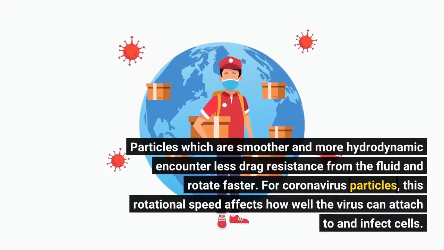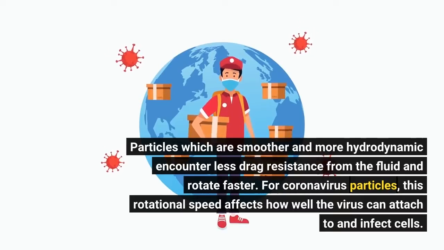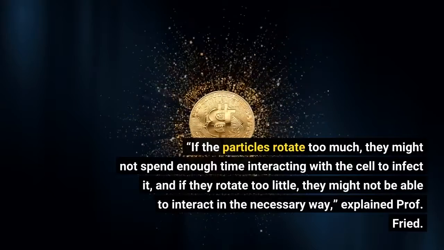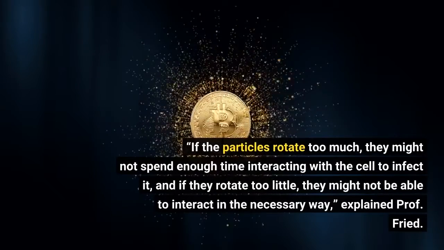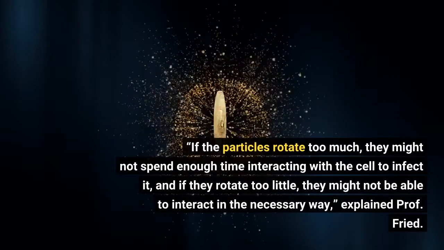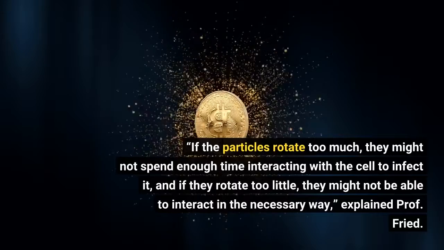Particles which are smoother and more hydrodynamic encounter less drag resistance from the fluid and rotate faster. For coronavirus particles, this rotational speed affects how well the virus can attach to and infect cells. If the particles rotate too much, they might not spend enough time interacting with the cell to infect it, and if they rotate too little, they might not be able to interact in the necessary way, explained Professor Fried.